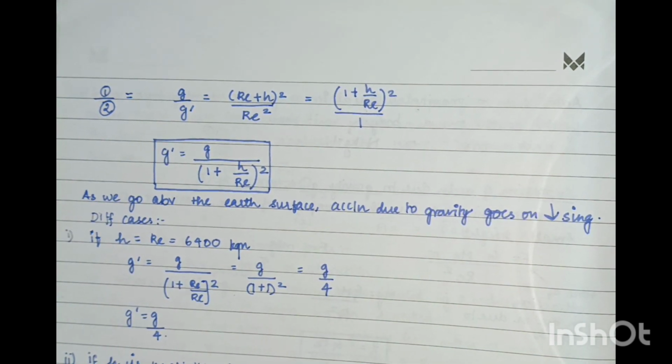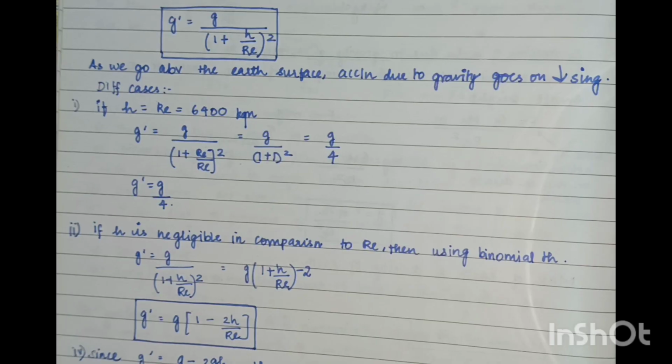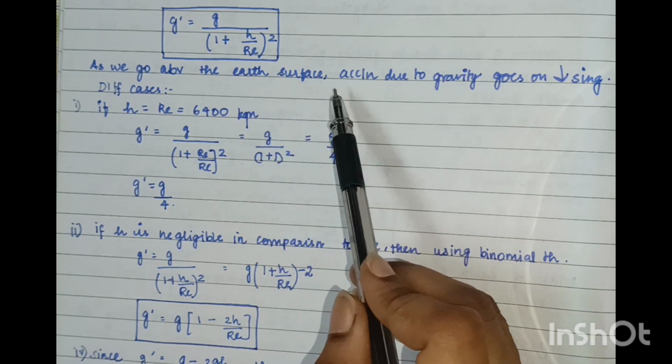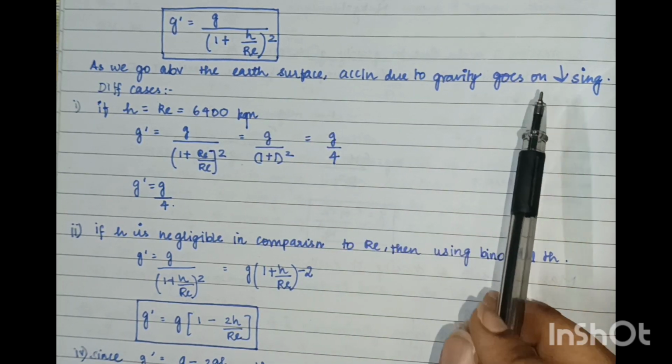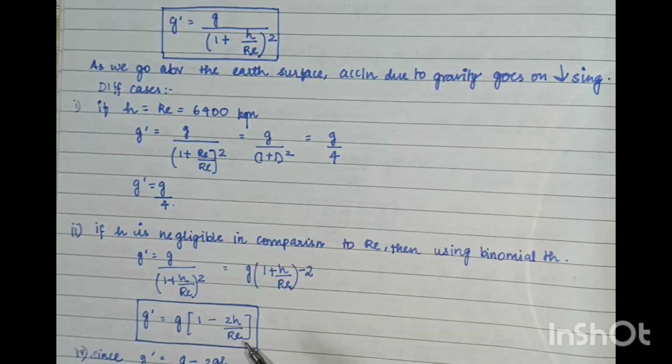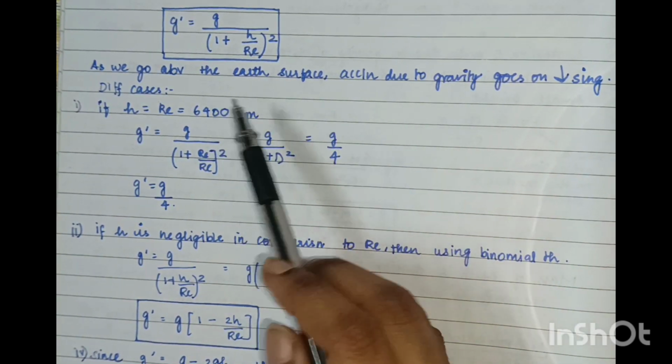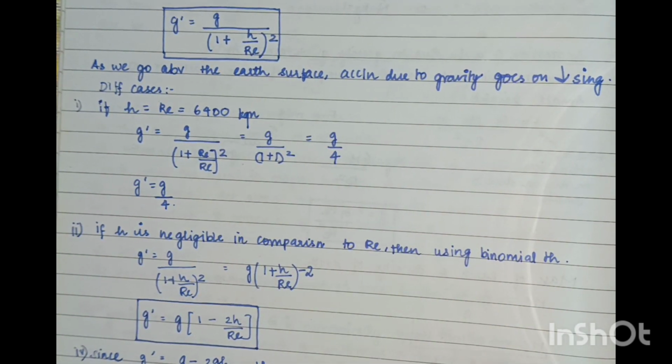Now that is the acceleration due to gravity. As we go above the earth's surface, acceleration due to gravity goes on decreasing. We have to remember this point, and let us see some cases also.